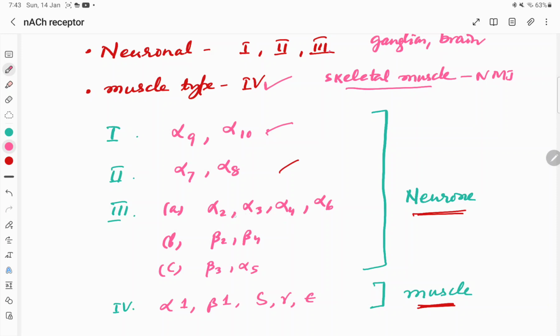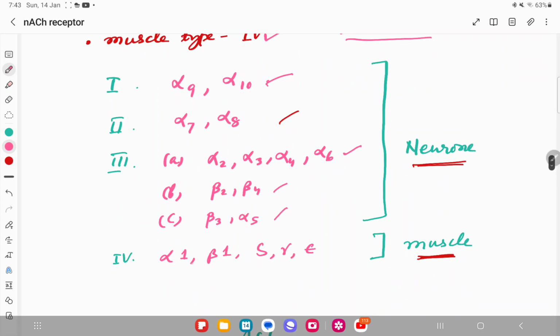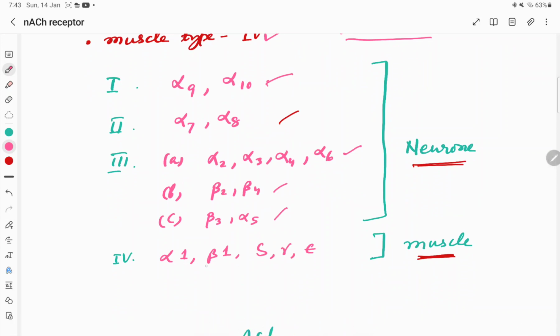The first subtype consists of alpha 2, alpha 3, alpha 4, alpha 6. Second subtype beta 2, beta 4. Third subtype beta 3 and alpha 5. So all these are present in the neuron. And in the muscles, these subtypes are found: alpha 1, beta 1, delta, gamma and epsilon. So delta, gamma and epsilon are mainly found in muscle, and among the different subtypes of alpha and beta, alpha 1 and beta 1 are found in the muscle and the rest are found in the neuron.